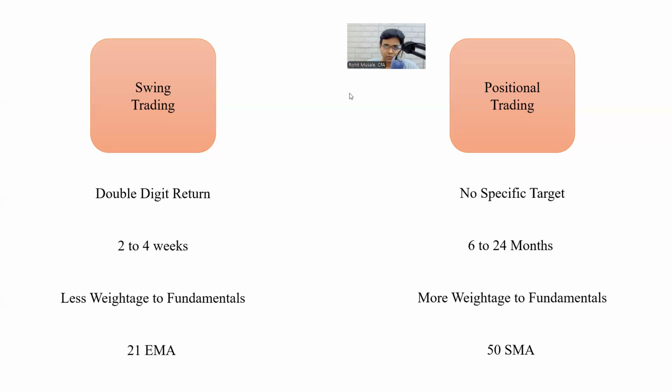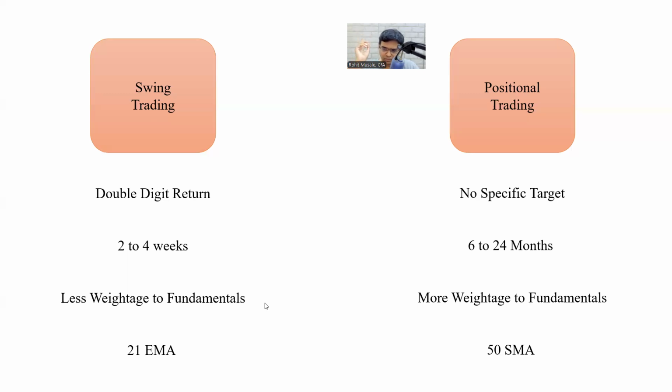Okay. So the primary difference between swing and positional trading is the fundamentals. In positional trading, the stock has to be fundamentally strong. In swing trading, I give less weightage to the fundamentals. The better the fundamentals, the more powerful is that swing trade. But generally, in swing trading, I give less weightage to the fundamentals because I'm trying to catch the upward momentum.